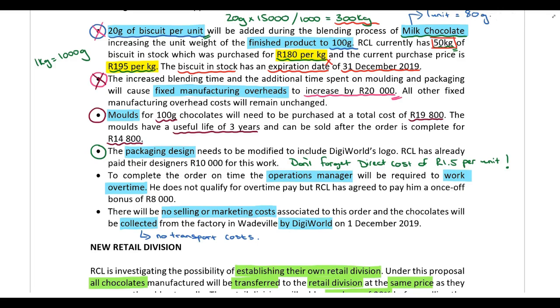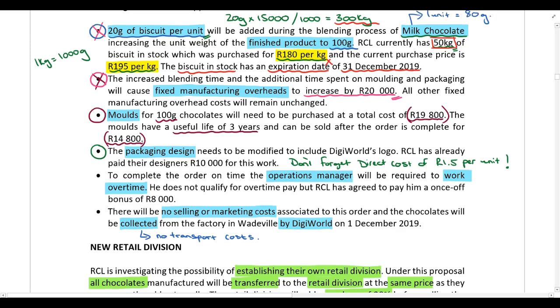So the only reason why they're buying these molds is because of the special order. So this is a future cash flow that arises as a direct consequence of the order. Or alternatively, the cost is avoidable. They can avoid this cost by just not accepting the order, and because it's avoidable, it's obviously relevant. So that cost is definitely relevant, and we definitely need to take it into account in our calculation. However, the fact that the molds can be sold after the order is complete for 14,800 Rand is also relevant.